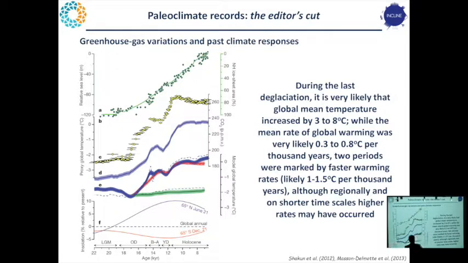I mean, when we talk about modern climate change and post-industrial climate change, we have figures that are dramatically higher than this. Two periods of the deglaciation were marked by faster warming, likely 1 to 1.5 degrees Celsius per 1,000 years. Although regionally and on shorter time scales, higher rates may have occurred.